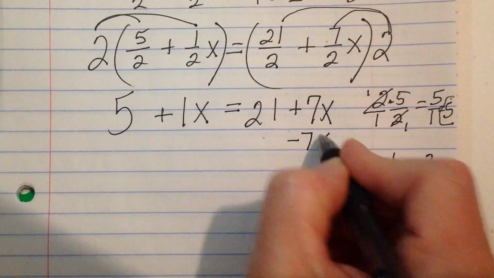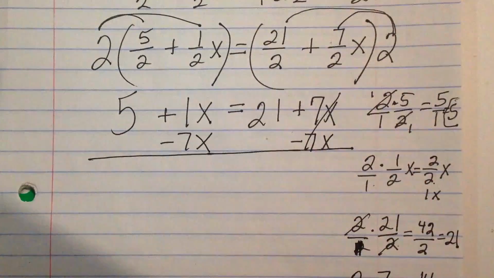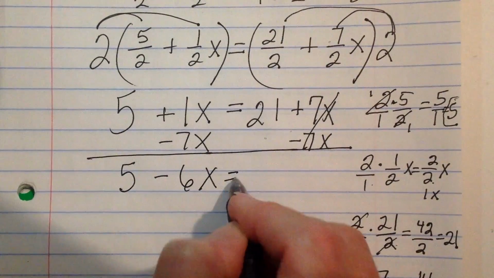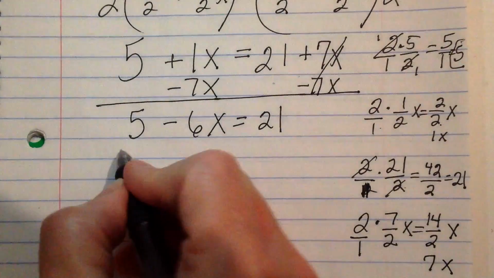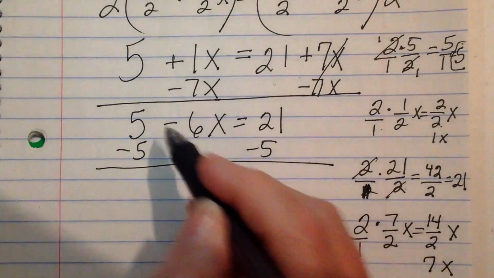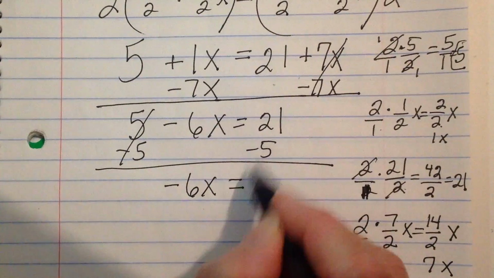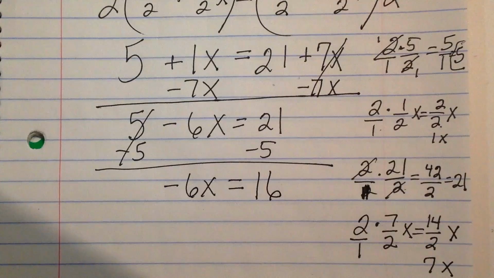Continuing solving this problem, you subtract 7x from both sides. The 7x's cancel. You get 5 minus 6x equals 21. Next, subtract 5 from both sides. Isolate the variable term. The 5's cancel. You get negative 6x equals 21 minus 5 gives you 16.